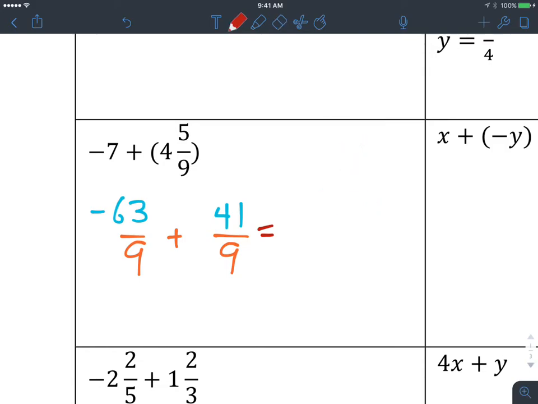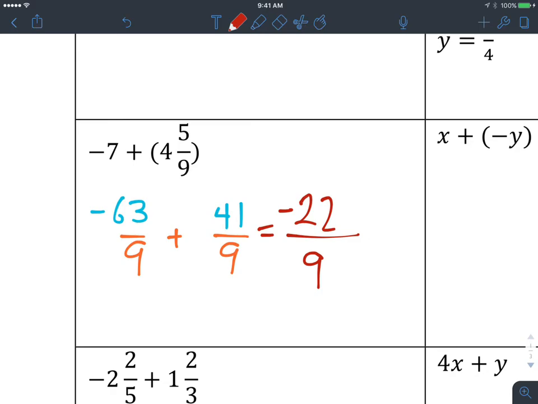And then I've got to ask myself, is it a positive or negative 22? Well, the negative number is bigger than the positive number, and so this is going to end up being a negative 22 over 9, because the denominator stays the same. So you don't add those 9s, you keep that the same. I think we all have that down by now.